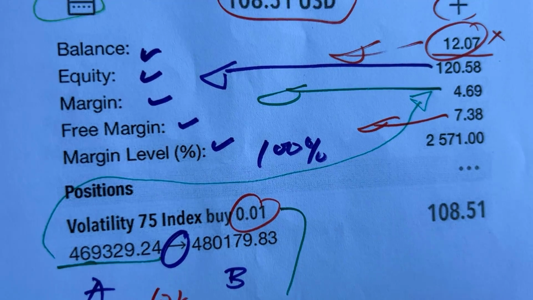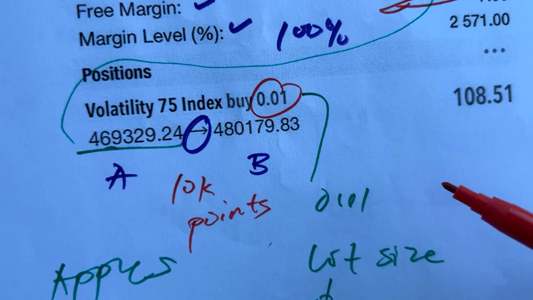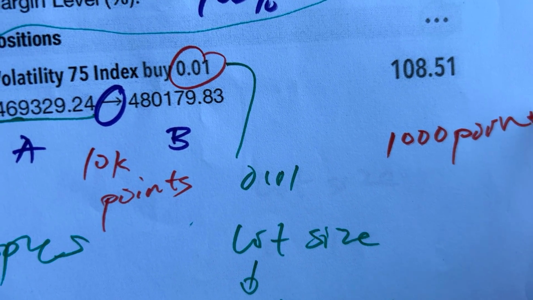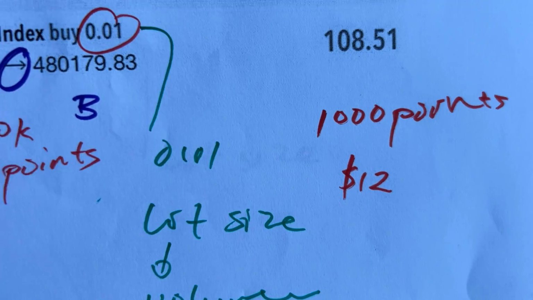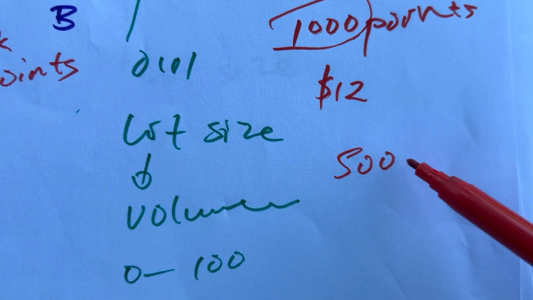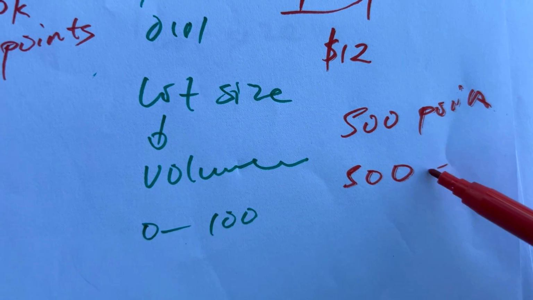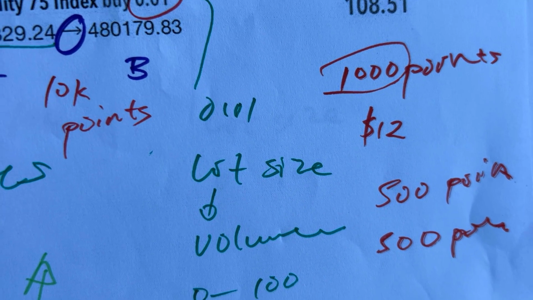However, the issue now is that the 0.01 of 12, should the trade go to 1,000 points, you're going to lose the $12. But if right now you added 2, you're no longer going to be losing at 12, you're going to be losing each at 500 points. And 500 points, the market actually has a way of reaching that.